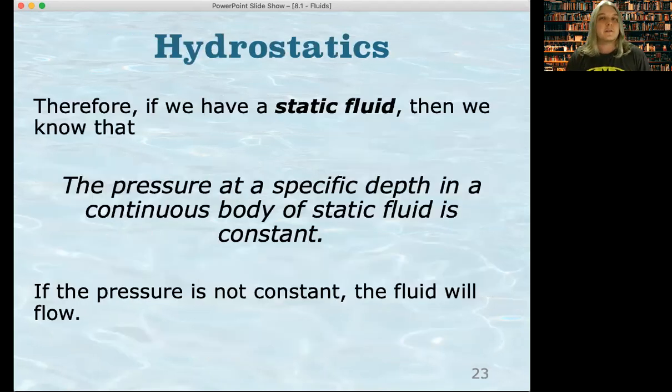Therefore, if the fluid isn't flowing, if we have a static fluid, so you just have a tub of water that's sitting there stationary, we'll talk about motion of particles within the fluid later, but overall there's no net flow of the fluid, then that means that we call it static, and that means that the pressure at a specific depth is always the same, right? It's constant at a certain depth. The wording here: pressure at a specific depth in a continuous body of static fluid is constant. So as long as the liquid is connected to another part of that liquid, then at the same depth, those will have the same pressure. If the pressure weren't constant, as we just saw, it would flow.